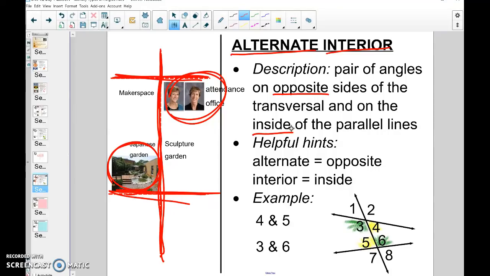So in my picture down here, again, these are my parallel lines. You can almost think about it like a tube or a hallway, this kind of group on the inside. 4 is on the right. 5 is on the left. Those are alternate interior angles, as well as 3 and 6. Okay, so 2 pairs of alternate interior angles there. Go ahead and pause, copy down the information, and then when you're ready, you can move on to the remaining angle pairs.